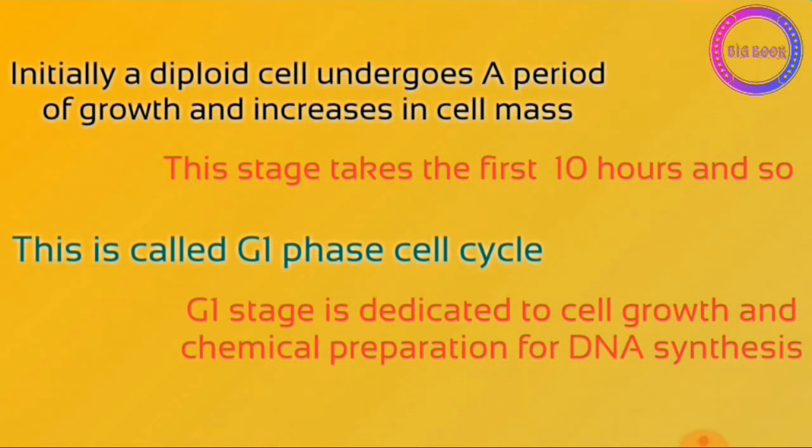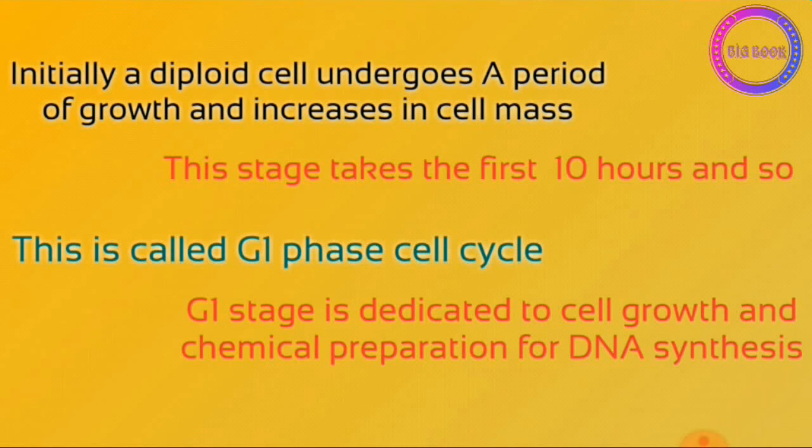During this stage, it will be around 10 hours, and this stage is also called the G1 phase of the cell cycle. The G1 stage is dedicated to cell growth and chemical preparation for DNA synthesis. So during the increase of the cell mass, the phase described as the G1 phase is quite a long phase, approximately 10 hours. It is dedicated to cell growth and also the chemical preparations, that is, the required protein factors which are useful to synthesize the DNA.